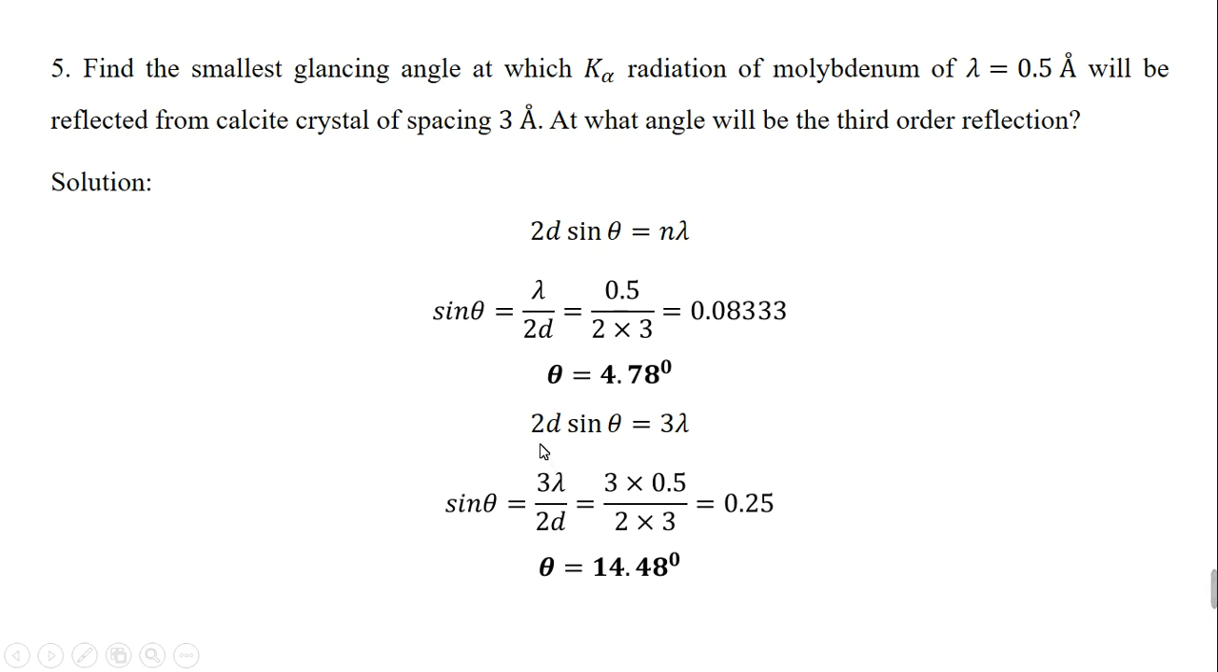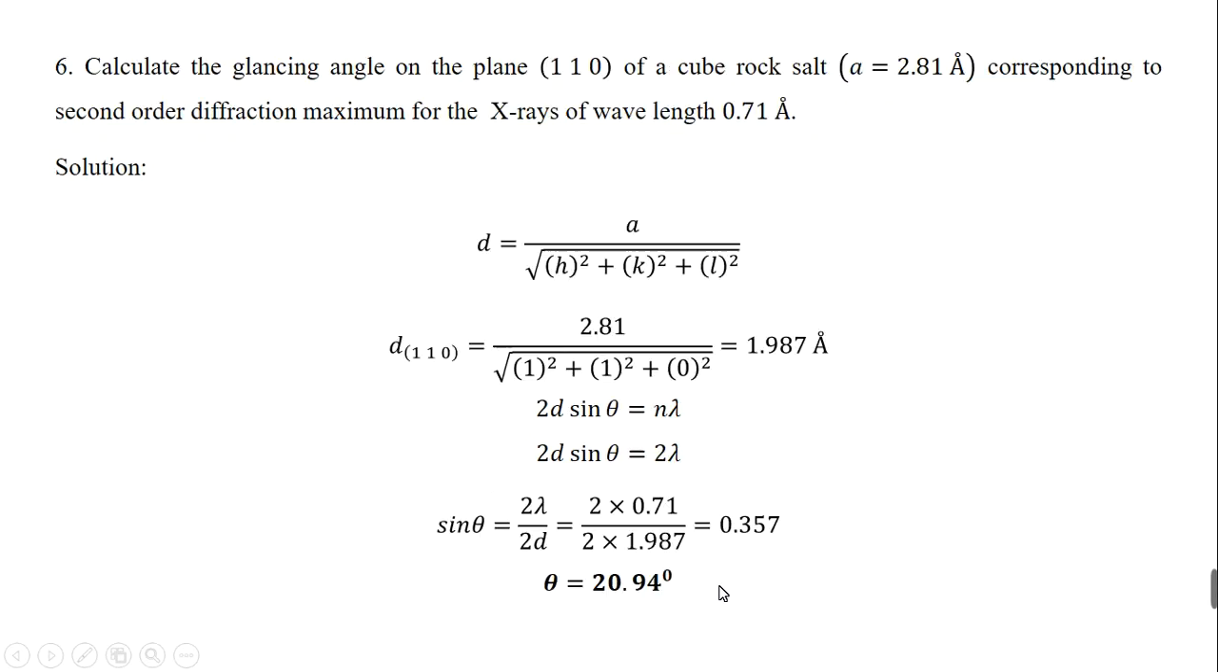Now we have to calculate the glancing angle for third order reflection. So in place of n, you write down 3. 2d sin theta is equal to 3 lambda. Therefore, sin theta is equal to 3 lambda by 2d. Substitute the values. You will get sin theta is equal to 0.25. So therefore, theta is equal to sine inverse of 0.25, which is nothing but 14.48 degrees. Okay, so next problem.